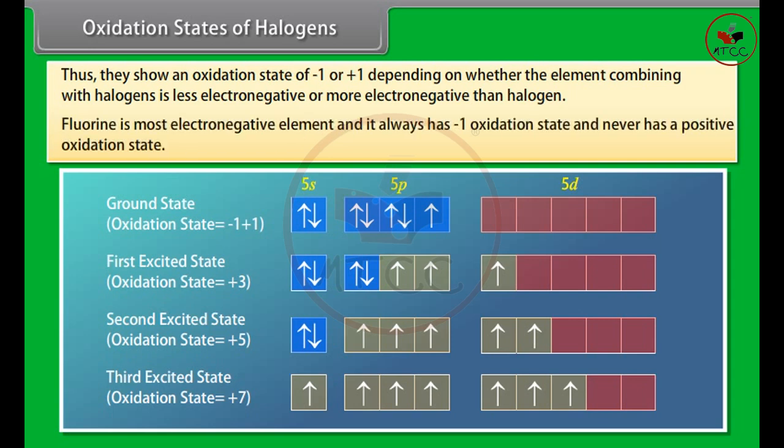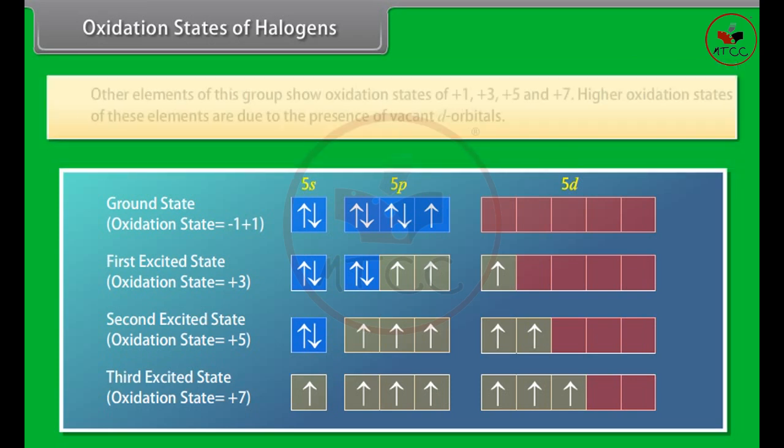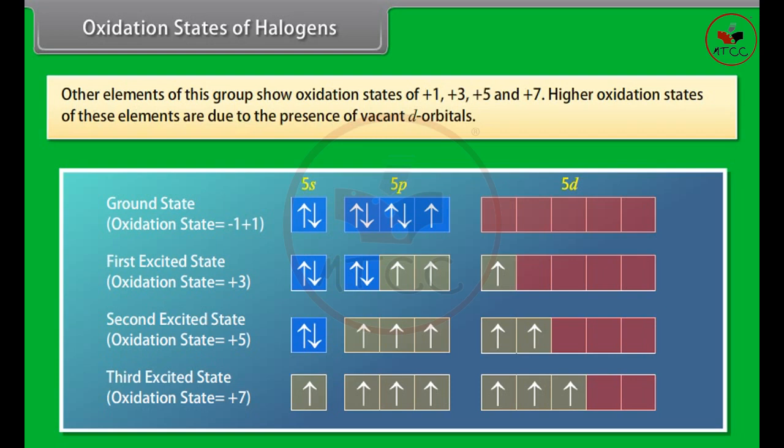Fluorine is the most electronegative element, and it always has -1 oxidation state and never has a positive oxidation state. Also, higher oxidation states are not possible in fluorine as it does not have vacant d orbitals. Other elements of this group show oxidation states of +1, +3, +5 and +7. Higher oxidation states of these elements are due to the presence of vacant d orbitals.